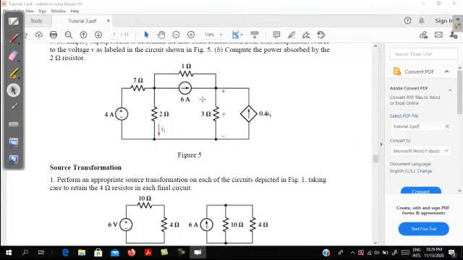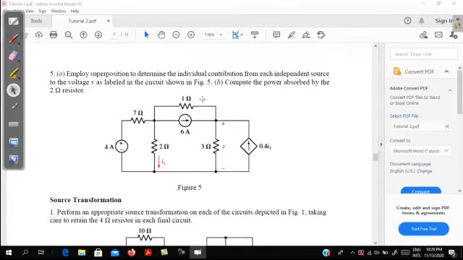We move to problem number 5. So in problem number 5, we need to find the individual contribution from each source to the voltage V. This is the voltage V, and we have two sources, the 6 amp and the 4 volt. So this should be 4 volt, not 4 amp.